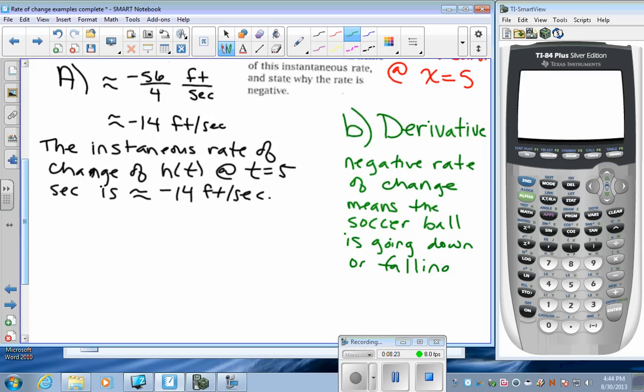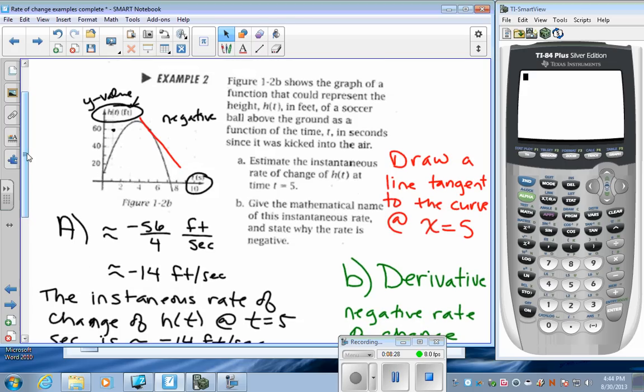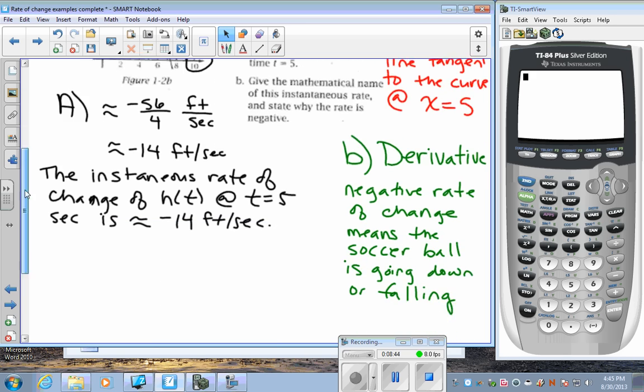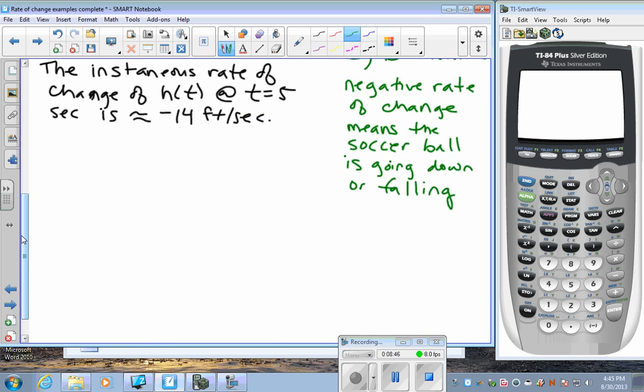The other thing that we can talk about is the actual function. If you look at the graph, we look at our red line, I wrote down here negative next to our red line because our slope was negative. That's because our function is decreasing at this point if we reference what we did in example 1. So again, the red tangent line shows that the function is decreasing at that time. So we could also say h of t is decreasing at t equals 5 seconds.